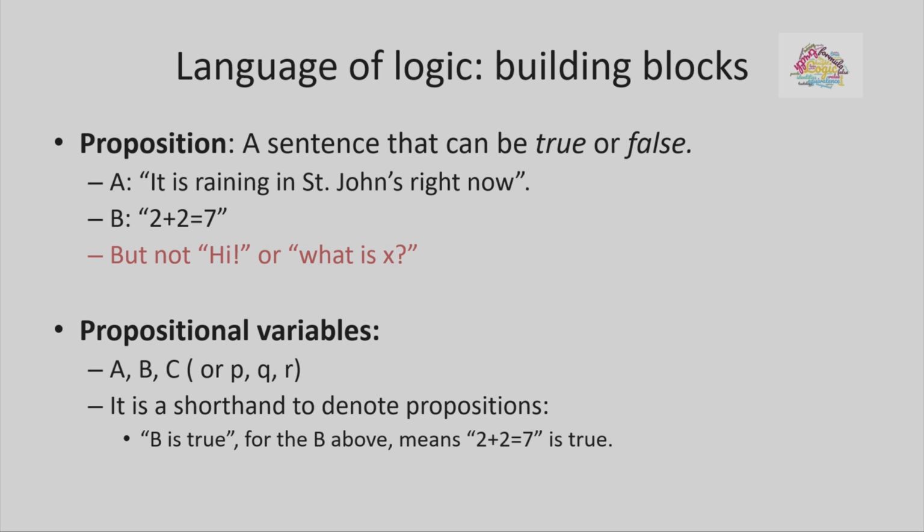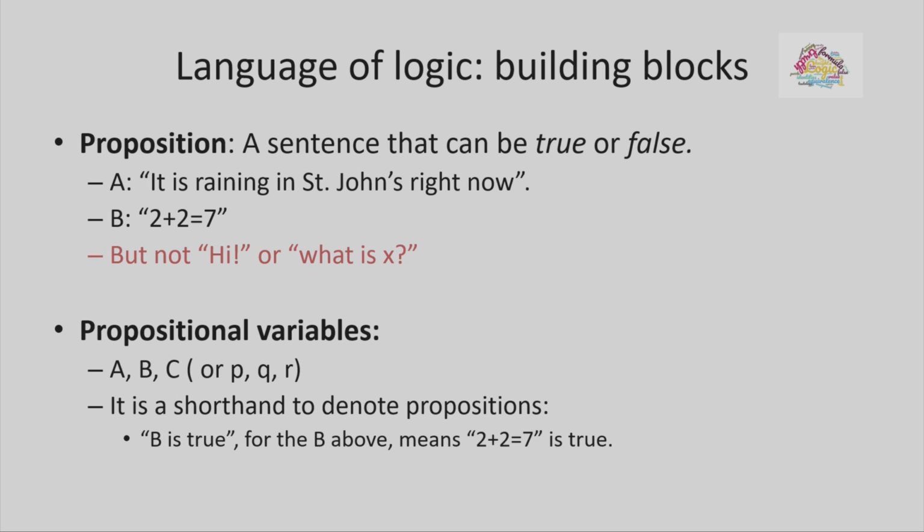So the very first building block is one unit of meaning, a proposition. A proposition is a sentence that can be either true or false. For example, "It is raining in St. John's right now" is a proposition. It can be true, it may be raining. It can be false, it may be not raining. But at least at any given time, you could look outside and assign a value true or a value false to that sentence.